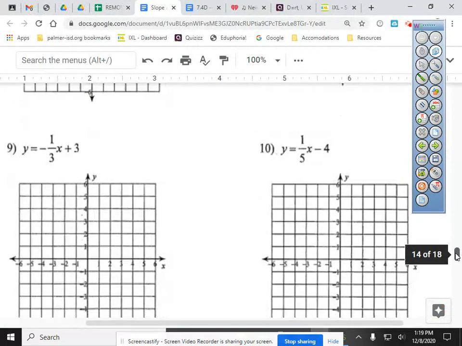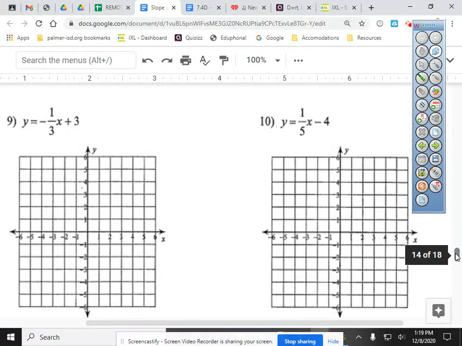We're not going to have to do that. So, would that be a no? It's no. Straight up and down is no. Yes. Graph number 9 and 10 by yourself.